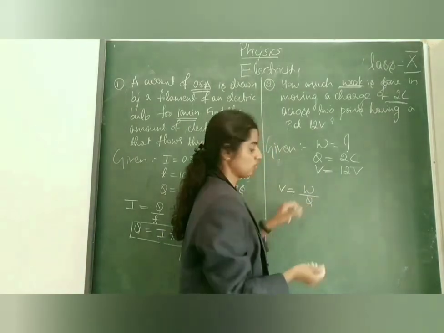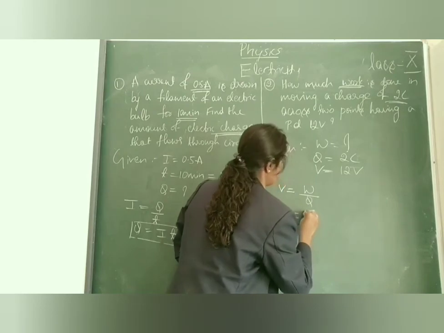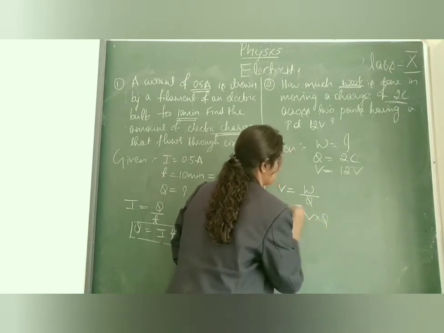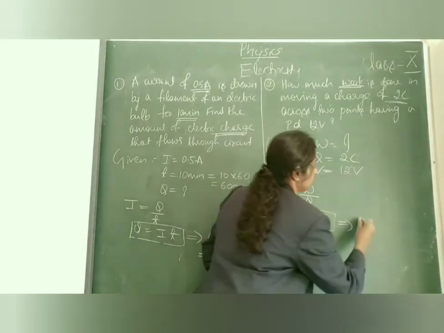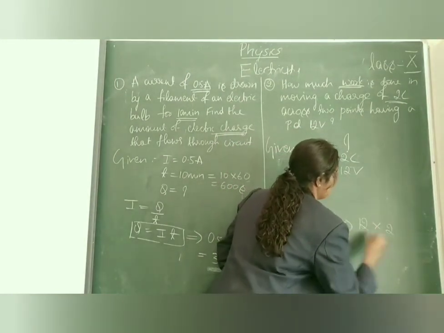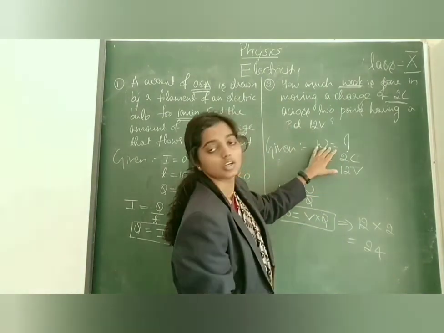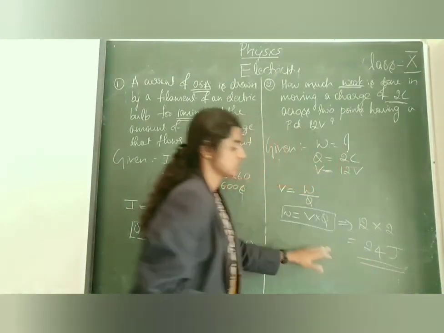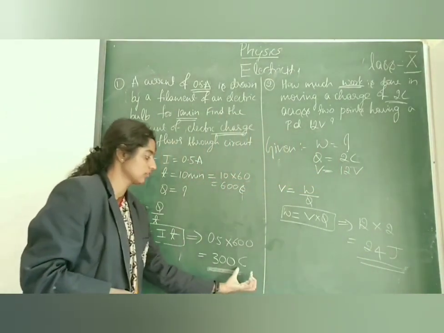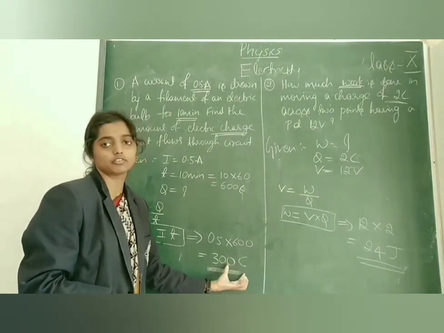We need to find out W, and the formula will become W is equal to V into Q. Substitute the values. That is 12 into 2. We get 24. What is the unit of work done? That is joules. See, in problems there is always half a mark for unit. So always write the unit with the correct answers.